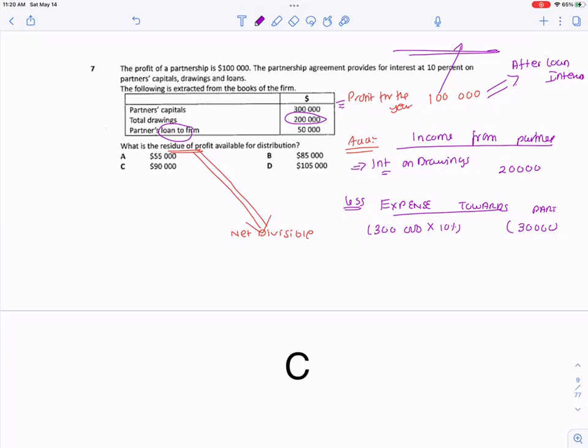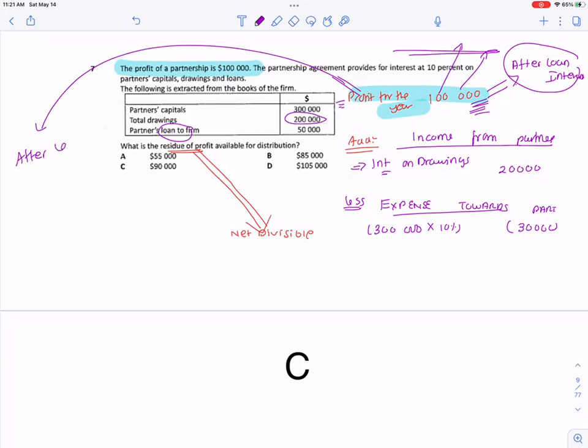Or have we subtracted it? How do you know? They have only said profit of partnership, which means interest on loan has been adjusted. This profit is after loan interest. We have no clarification whether it is before or after, so I will treat it as after loan profit. Come on, find the net divisible profit now.